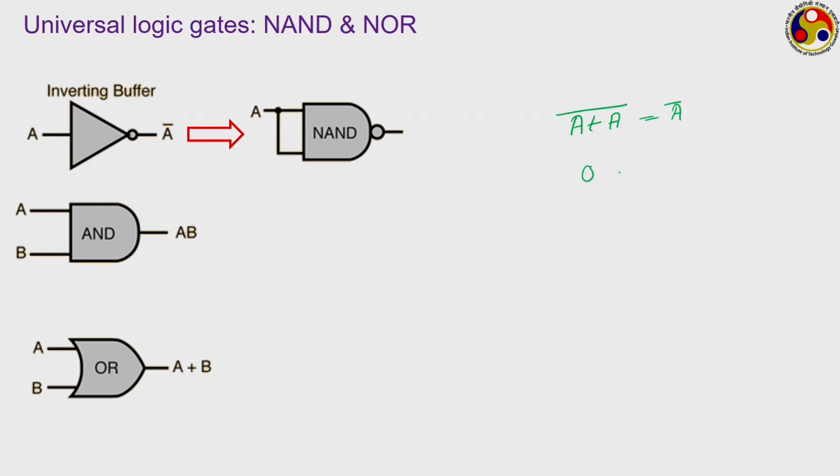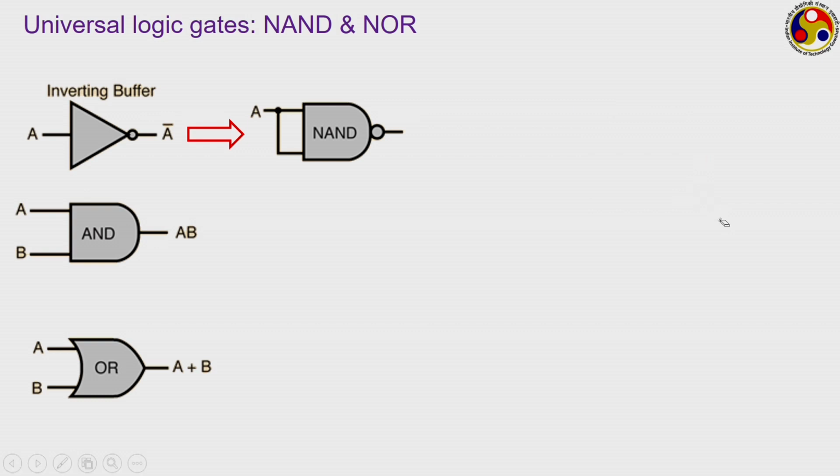Like if A is 0, then you are having 0 and 0, and so your output is going to be 1, whereas if A is 1, you are going to have 1 and 1 supplied to the NAND, your output is going to be 0. That is what your NAND is giving.